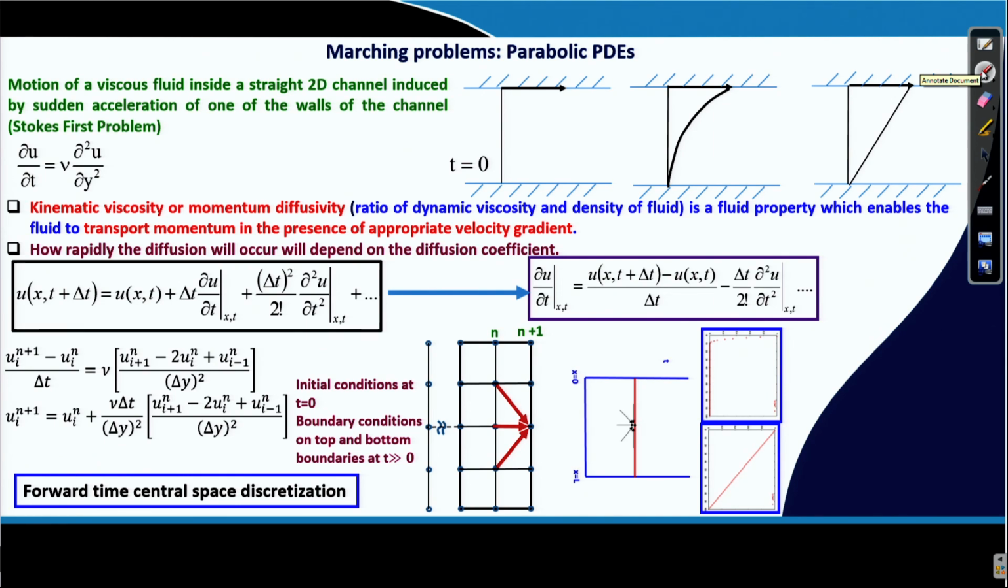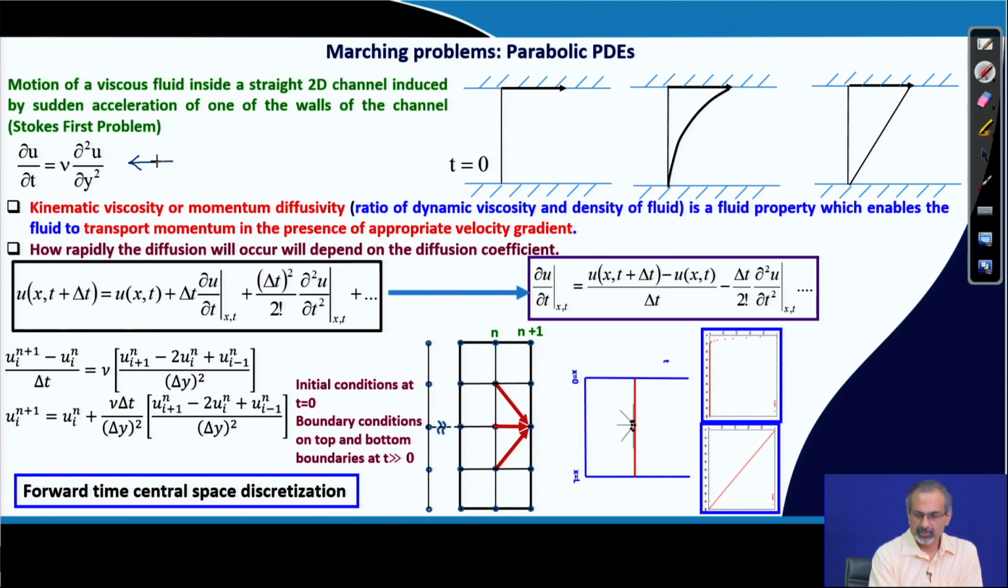So, for the parabolic problem, we are talking about the so called Stokes first problem, which is given by this equation. So, you have a first order derivative in time and a second order derivative in space associated with the viscosity coefficient. The physical problem looks like that.